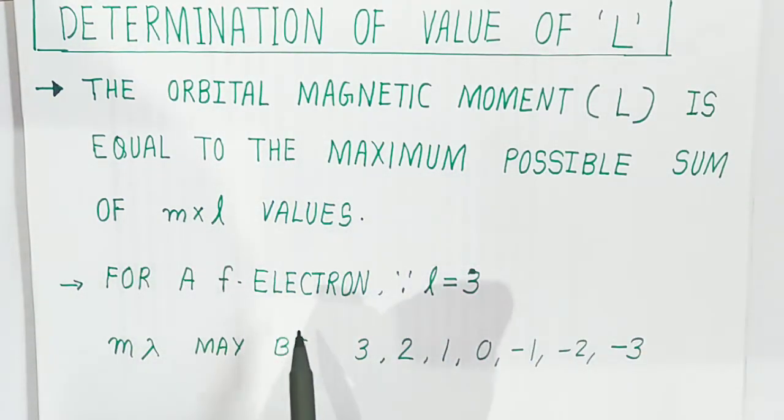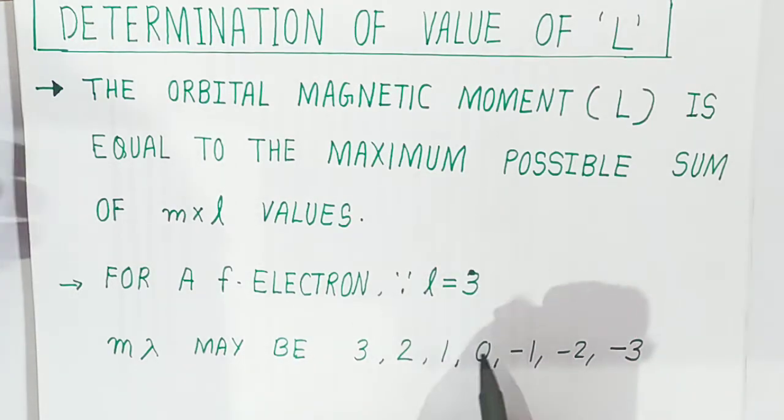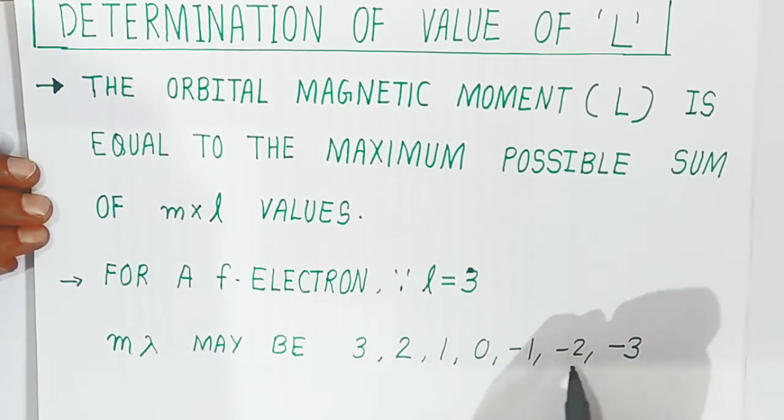Now students, because we are talking about f-block elements, for f electrons, small l is 3. When you see, m may be 0 to 3 positive and 3 negative, that is 3, 2, 1, 0, minus 1, minus 2, minus 3.